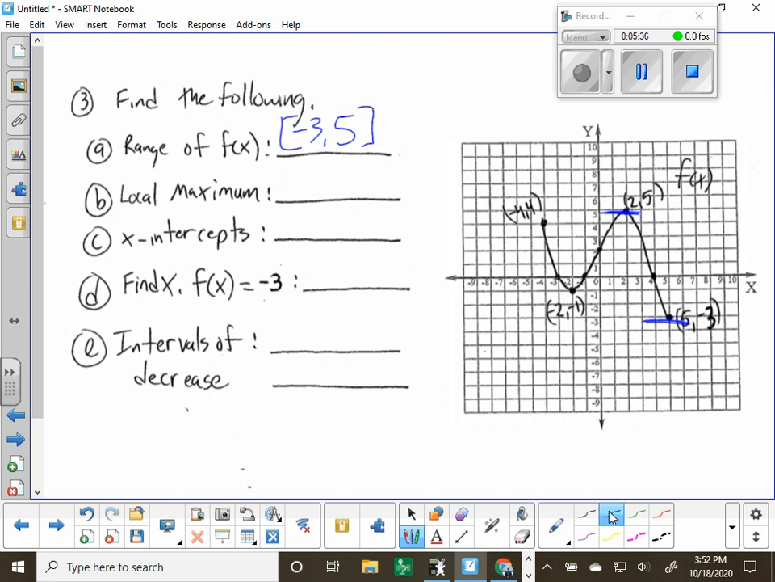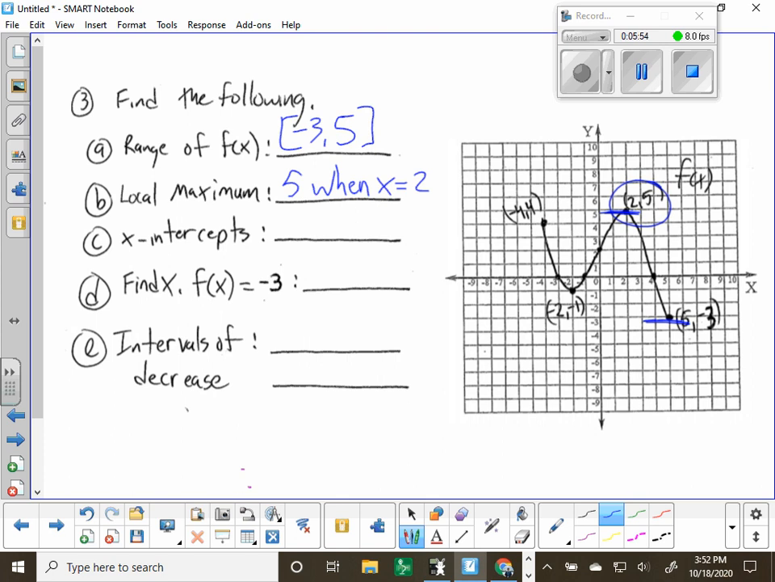Okay, the local maximum is this point right here. The highest point is 5. So it's going to be 5 when x is equal to 2.